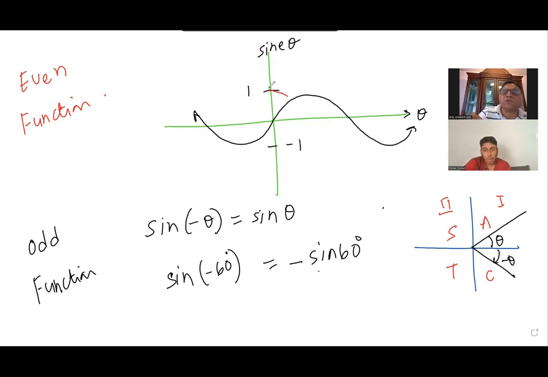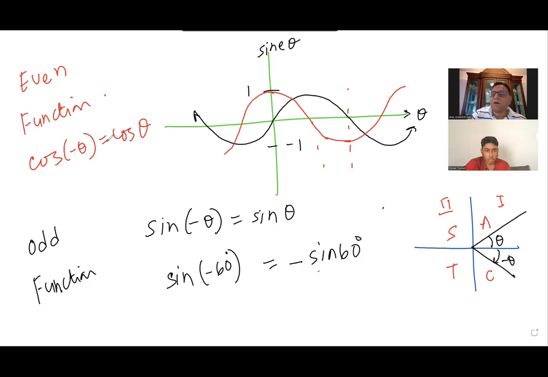On the other hand, the cosine graph, let me sketch one here. So the cosine graph will start with the maximum, correct? And go to this point as a minimum, and then at this point, it is going to be maximum, right? So you see it is an even function, and you know cos of minus theta is equal to cos of theta. So that is called an even function. Because cos is positive here, right?